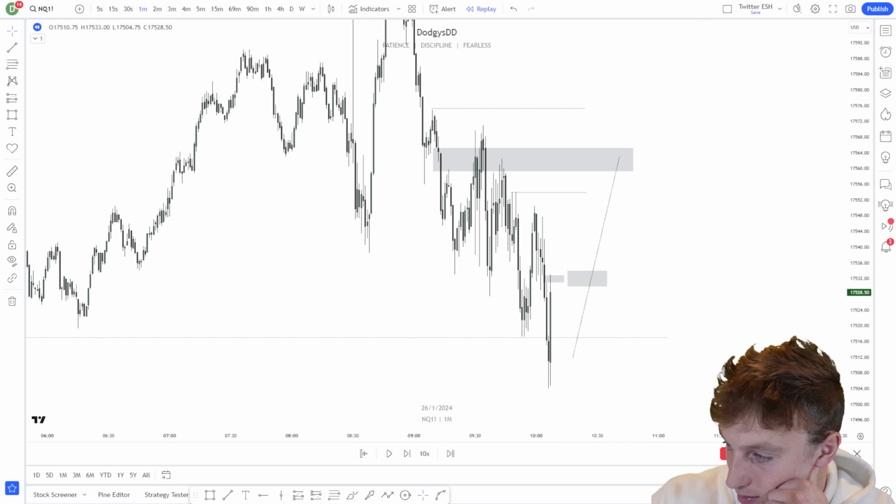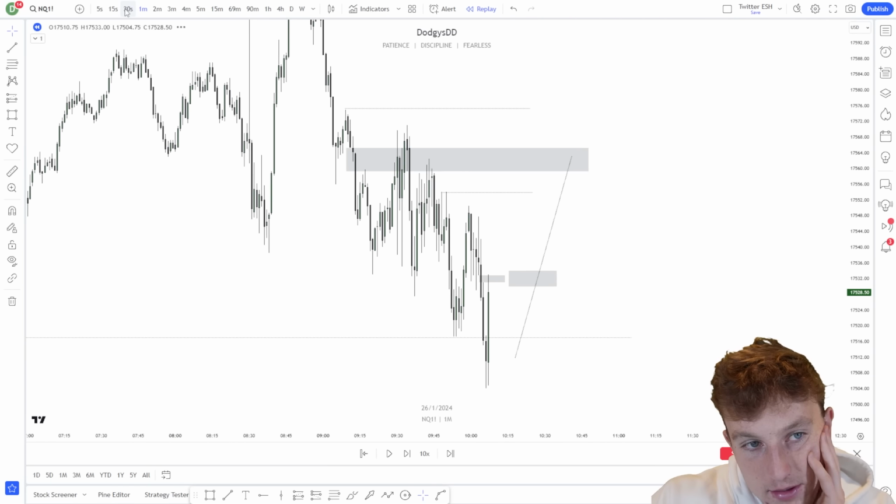Do you like an inverse more if the fair value gap got often rejected? Yeah, so I talk about this in my course a little bit.